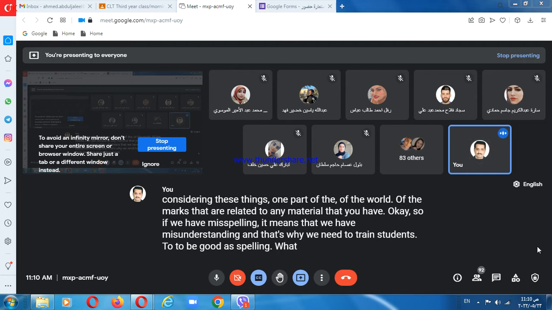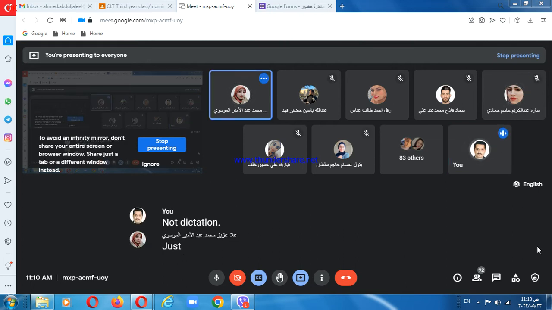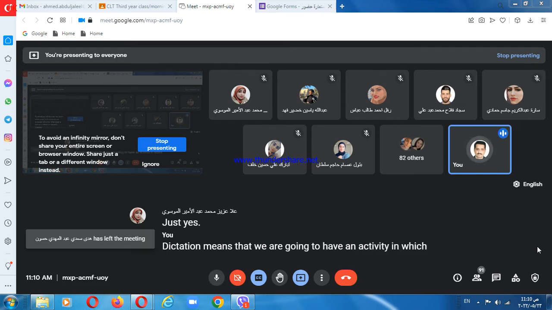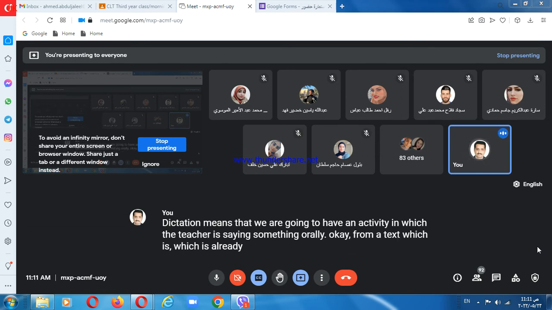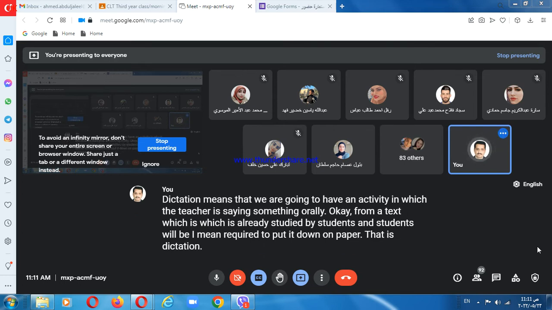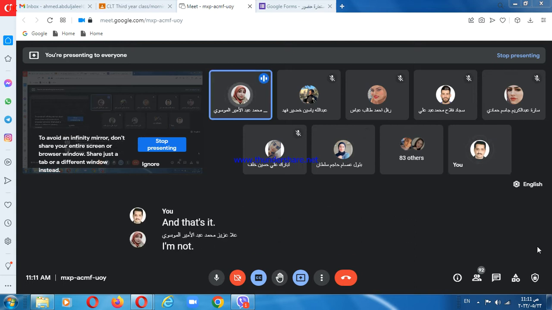What is the technique? Dictation. You know the word dictation? Yes, doctor. Dictation means that we are going to have an activity in which the teacher is saying something orally, from a text which is already studied by students, and students will be required to put it down on paper. That is dictation. What do you call it in Arabic? الإملاء. That's it. Very good.